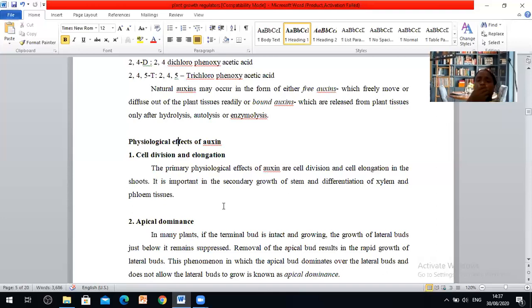The primary physiological effect of auxin, no doubt, is cell division and cell elongation in the shoot particularly, and in the root as well. It is important in the secondary growth of the stem, and in the differentiation of the xylem and the phloem tissue. So the cell elongation occurs in the log phase, which is the phase of a long duration.